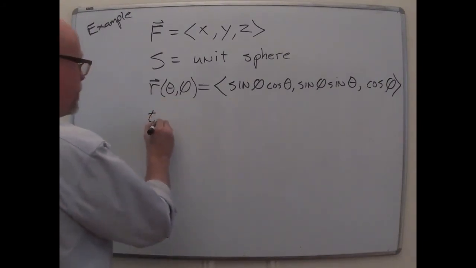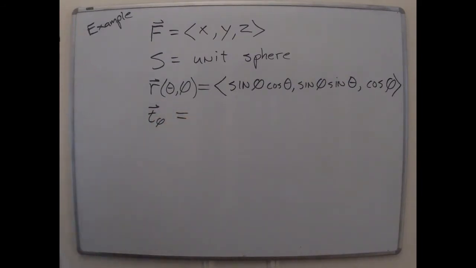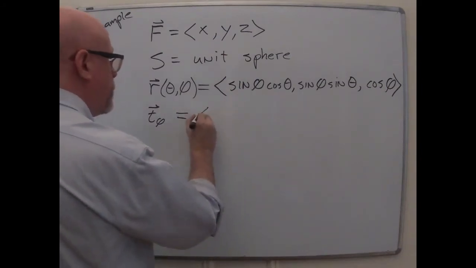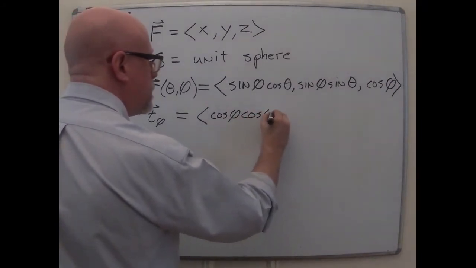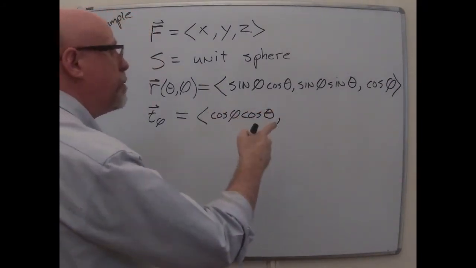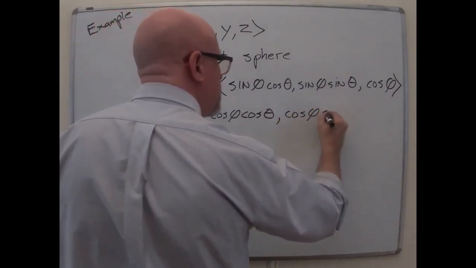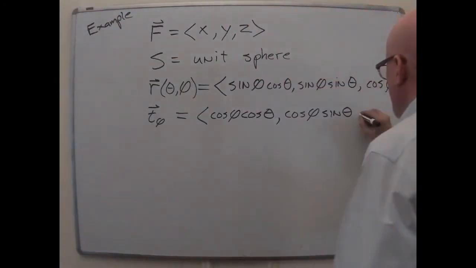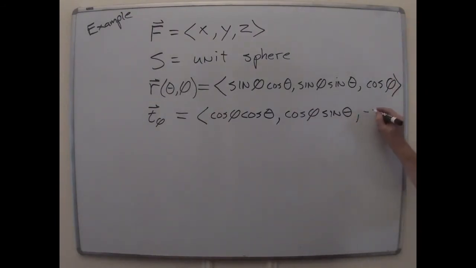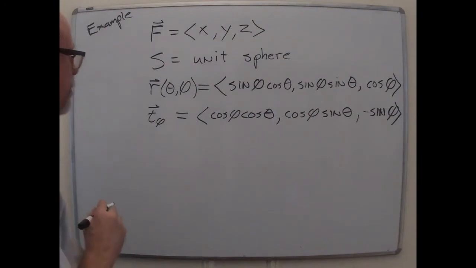T sub phi, that's take the derivative of your position vector with respect to phi. Sine phi will become cos phi. Cos theta acts like a constant. And that sine phi also turns into cos phi. And that sine theta acts as a constant there. And finally, cos phi, that will turn into negative sine phi. So there's our tangent vector in the direction of changing phi.